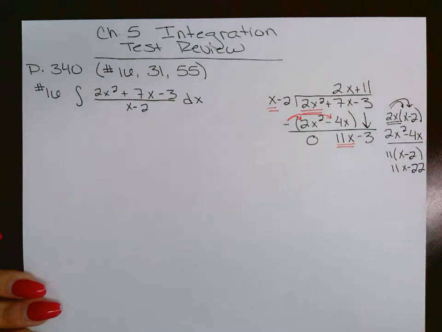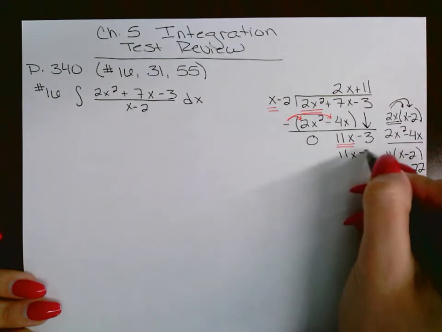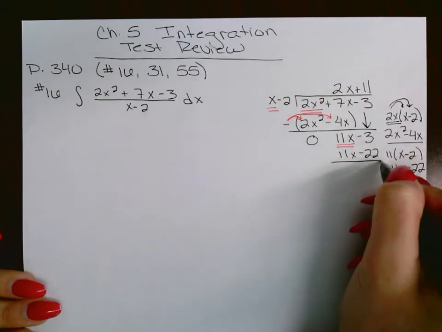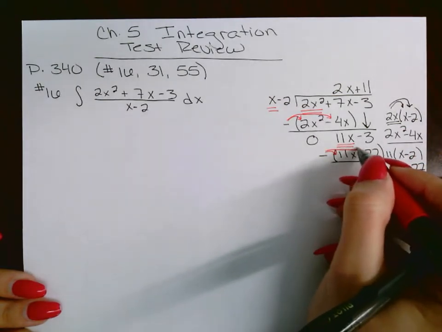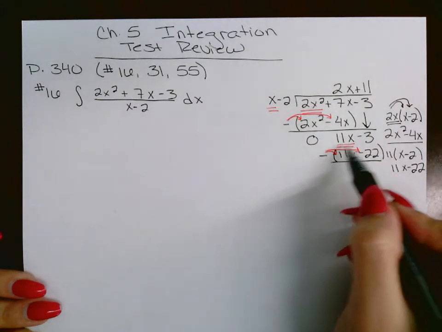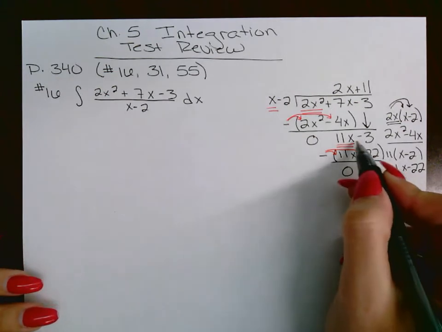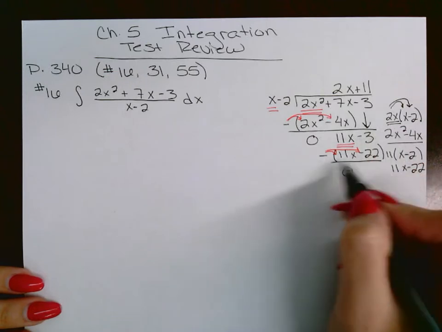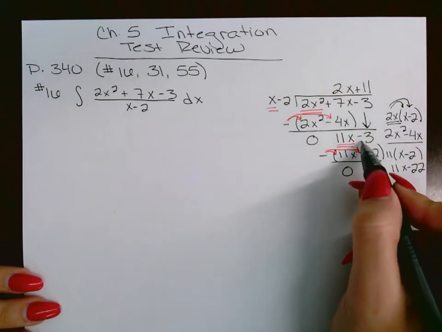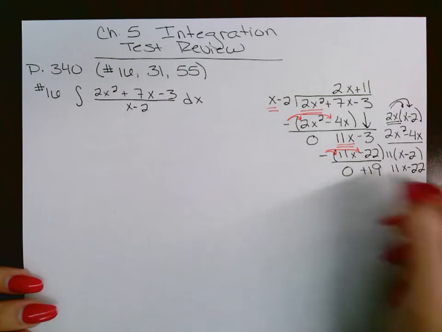Okay. Now I'm going to subtract that 11x minus 22. And again, remember that negative needs to distribute. So 11x minus 11x cancels out to 0. Negative 3 minus a negative 22. Be careful there. Two negatives make a plus, so I have negative 3 plus 22, which gives me 19.